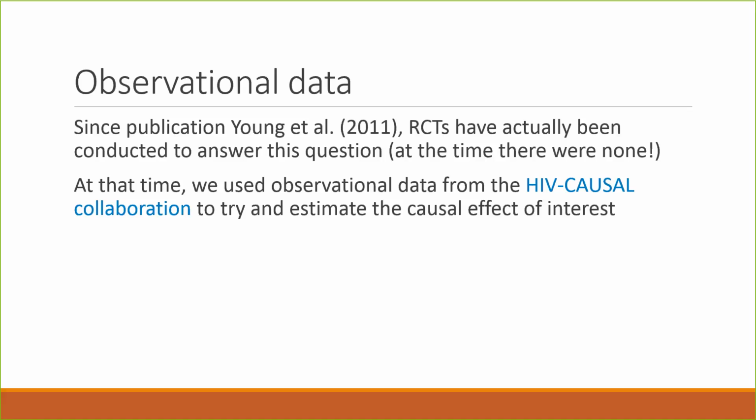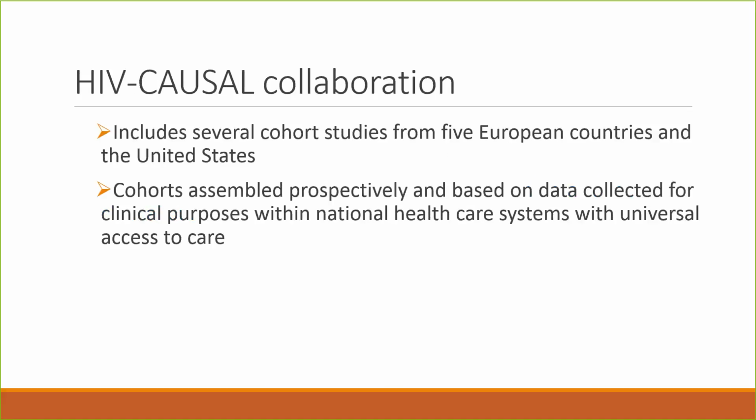We'll pretend we're in 2011. There's no RCT to answer this question, ideal or otherwise. And so what we did at the time was use observational data from the HIV causal collaboration to try and estimate this causal effect of interest, which we certainly could understand how to design a trial for. Now we need to figure out, and we saw that the statistics in that case are quite simple. We can do inference based on the back of a textbook written several decades ago, but now we have observational data, so how do we answer this question?